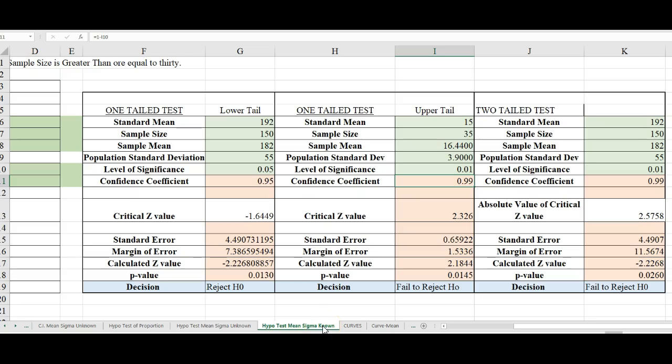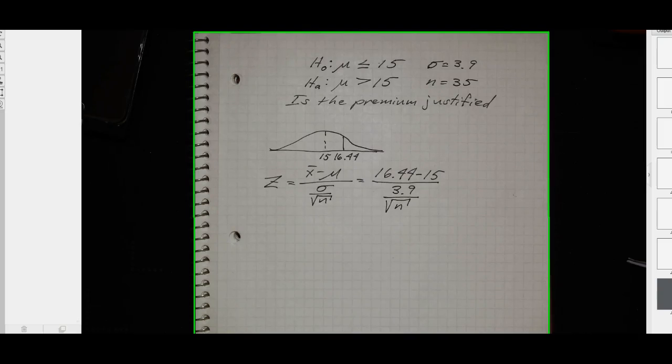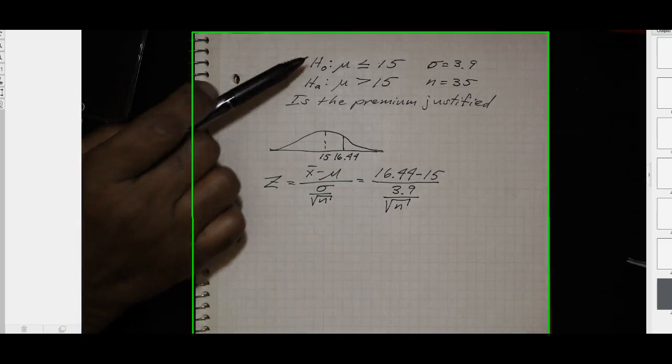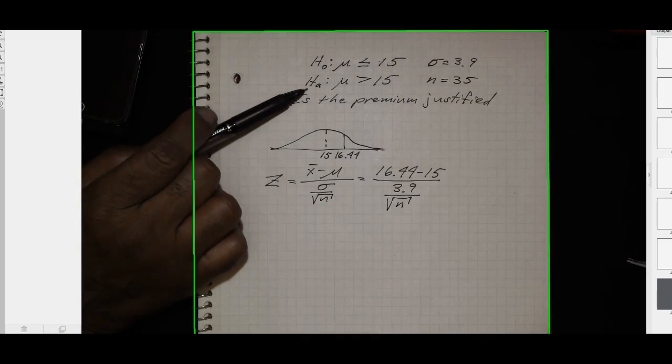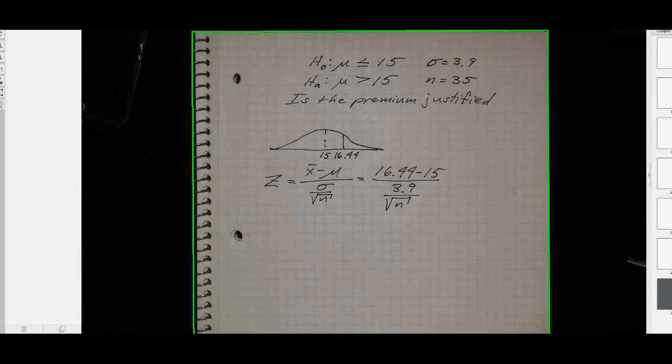Sigma is known. You have a section for a lower tail test, upper tail test, and a two-tail test. We're interested in an upper tail test at this point. Now the question is, how do I know it's an upper tail test? As I said before, after setting up the null hypothesis and the alternative hypothesis, I'd break away and set this up manually just so that I could see visually how the problem is structured.